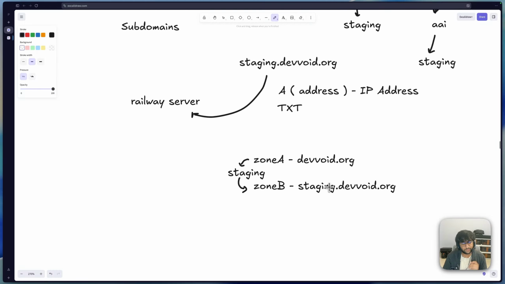Stub: simple question, simple answer. Recursive: I ask a question, like for example, where is DevVoid.org? That's it, right? That's the question here. And the answer will be a yes or no kind of thing from the stub. If it has it, it'll give it. If it doesn't have it, well, it doesn't have it, that's all. But a recursive resolver will go and check all of its data to try and get that answer for you. It's going to try its hardest to get that answer for you.